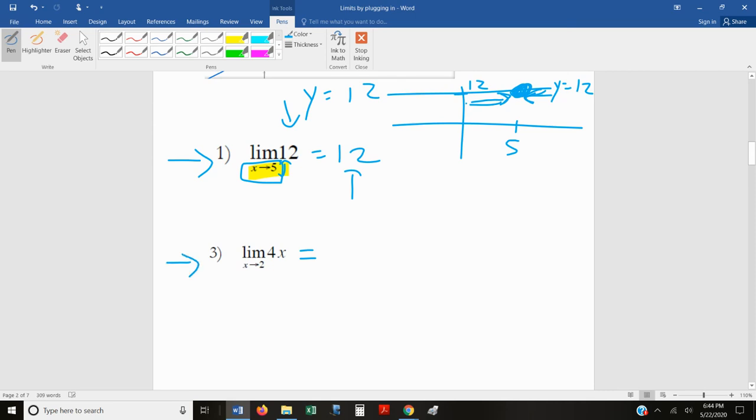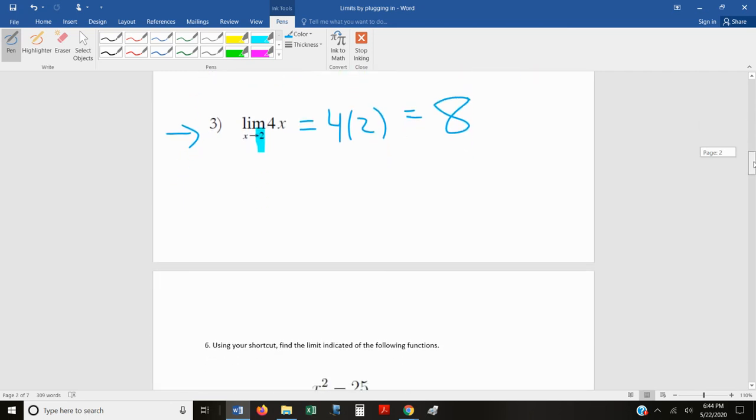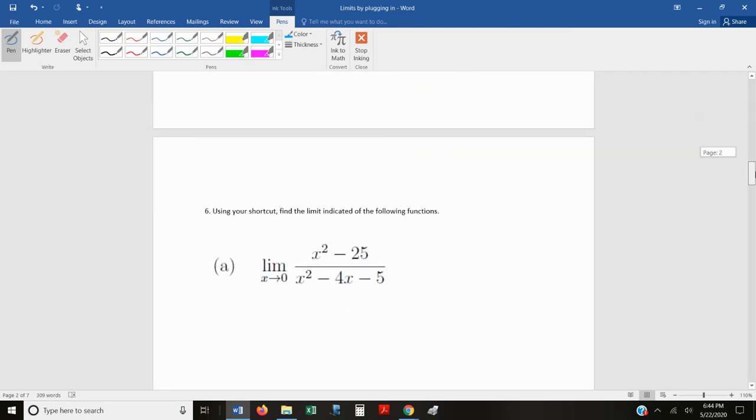Number 3, this is the last one I'll show you. In this entire worksheet, you're just going to plug in your x value. Here's how you're going to write that. 4 times 2 equals 8. So as soon as you plug in that 2, you don't write the limit statement anymore. You just do 4 times that x value of 2, and you get your answer of 8. The notation that we're using, we'll talk more about that next week as well, because it'll get a little bit more complicated. So there's a few examples for you to try.